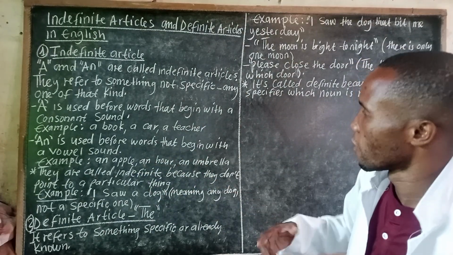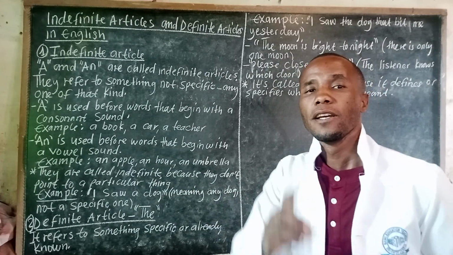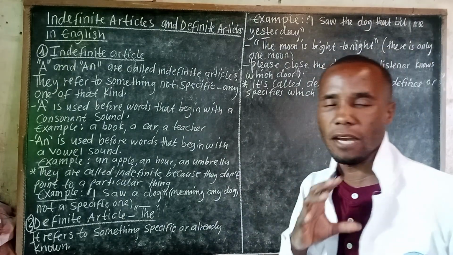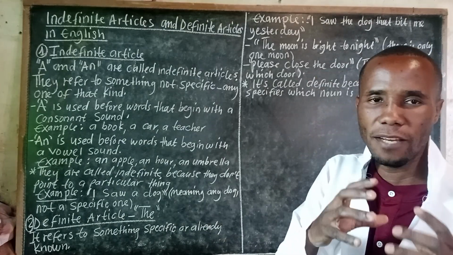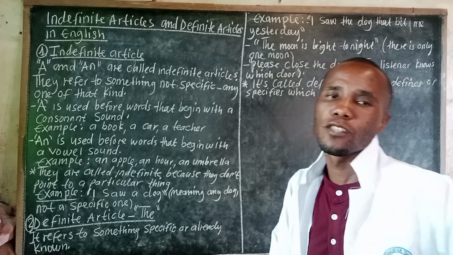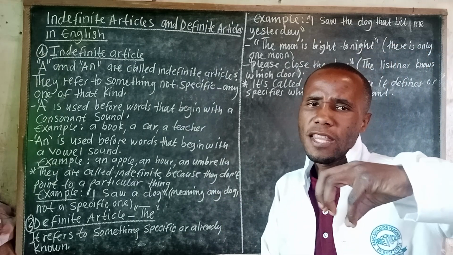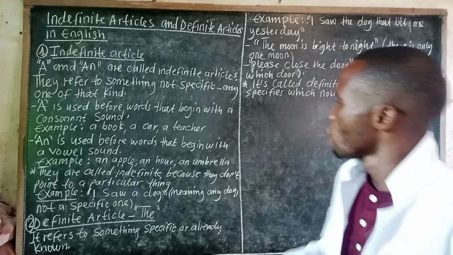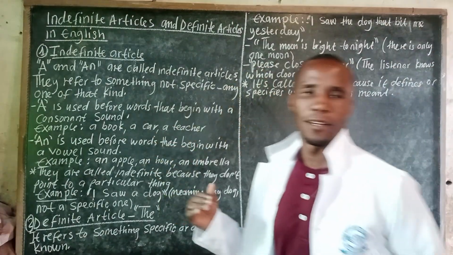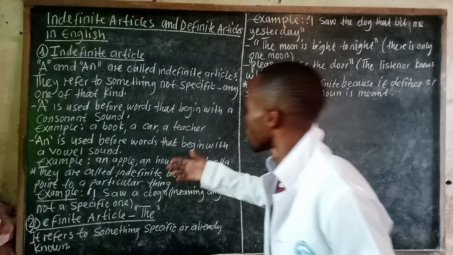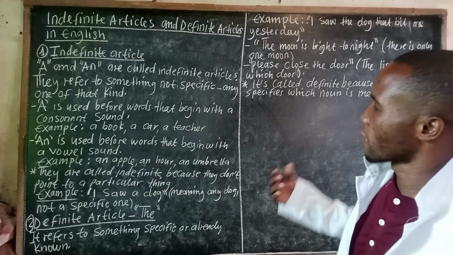An is used before words that begin with a vowel sound. Get it right, it is the vowel sound. So we are talking about sound. A word can begin with a letter which is a consonant, but as long as that word starts with a vowel sound, then you are supposed to use an. So an is used before words that begin with a vowel sound.